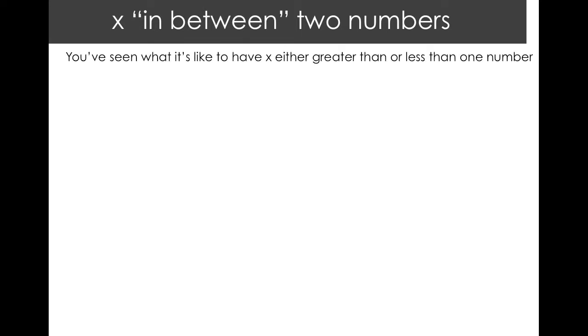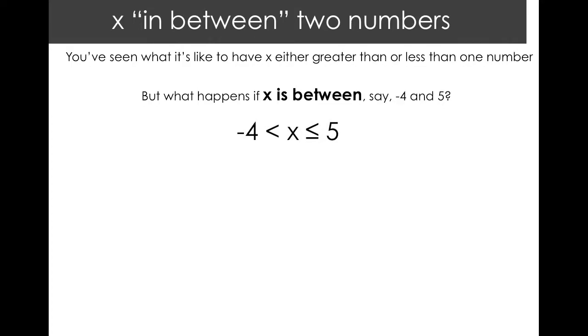Now, you've seen what it's like to have x greater than or less than one number, but what happens if x is between, say, -4 and 5? This is how you write it. When x is between -4 and 5, it means that x is greater than -4, but less than or equal to 5. So our alligators are both pointing the same way, and they happen to be pointing towards the right, or sorry, the left.